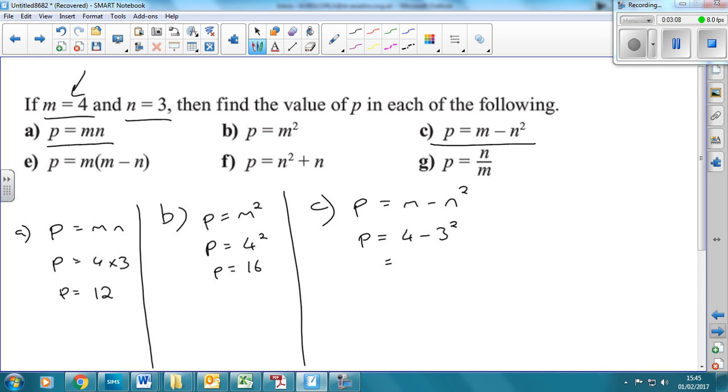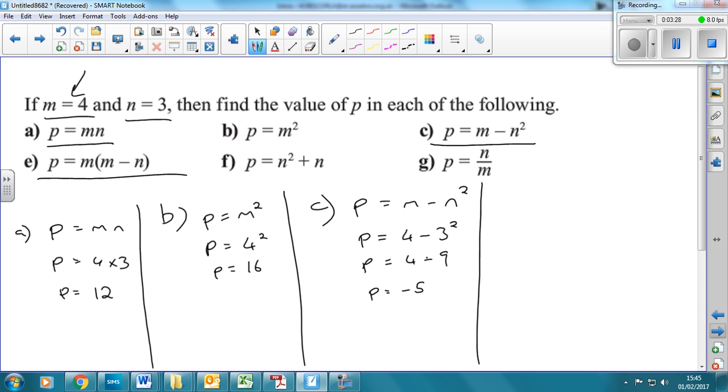The next thing we've got to do, using BIDMAS, is we're going to do the indices before we do the take away. So it's going to be 4 take away and 3 squared is 9. Because remember, squared just means times by itself. So p equals 4 take away 9. So 4 take away 9 is going to be minus 5.